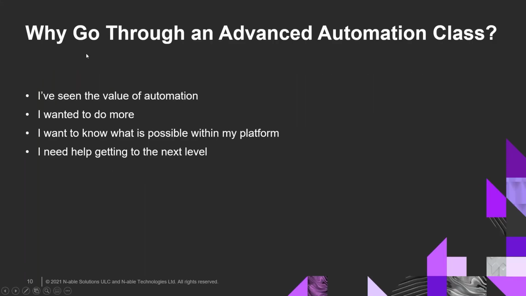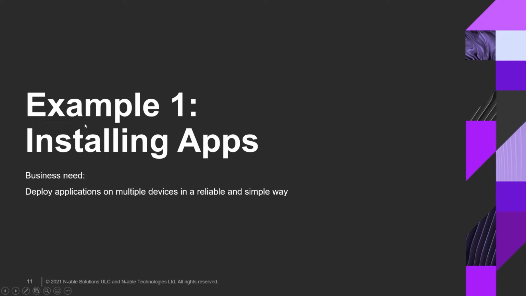Okay, so why go through an advanced automation class? We're gonna do a couple slides, and then we're gonna actually get right into it. One, you've seen the value of automation. Two, I wanted to do more with automation, like how to get started. Three, I want to know more about what is possible within N-Central and automation. And four, I need help getting to the next level. And that is why we have the head nerd team here, the N-Central nerd, to help you through a lot of this. Okay, so not even a couple slides, just one slide. All right, we're gonna get started.